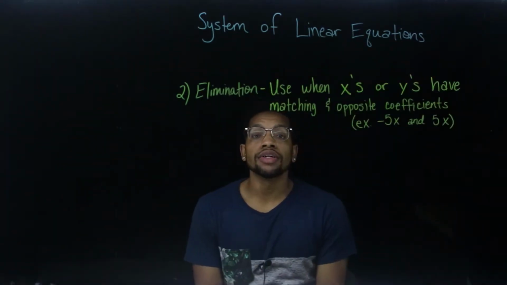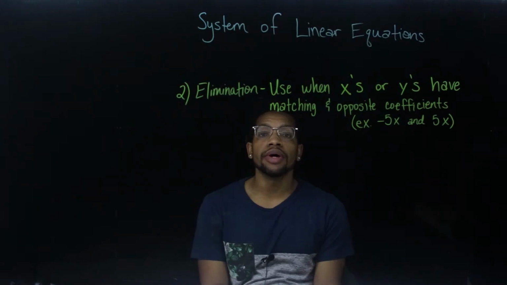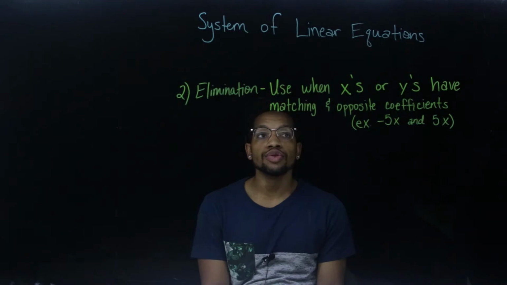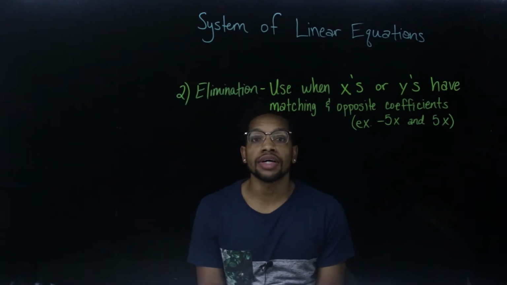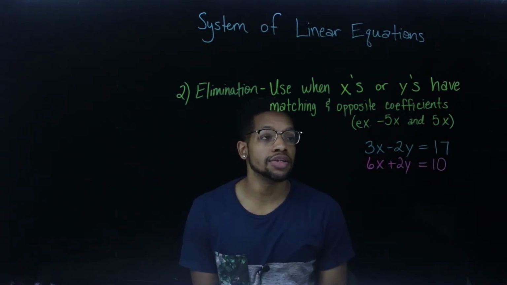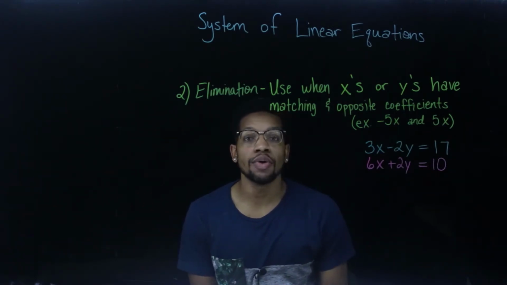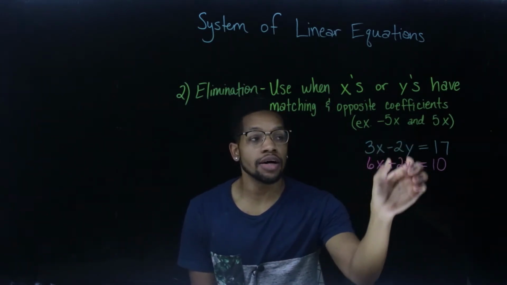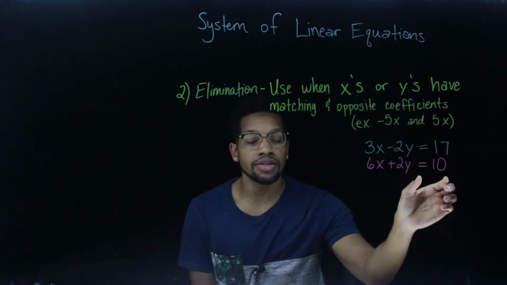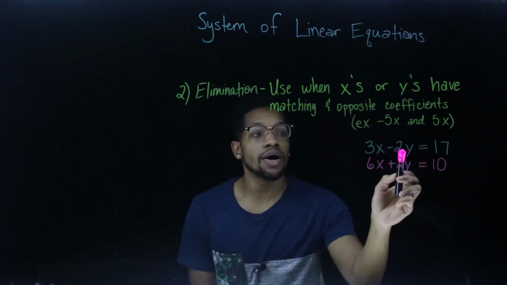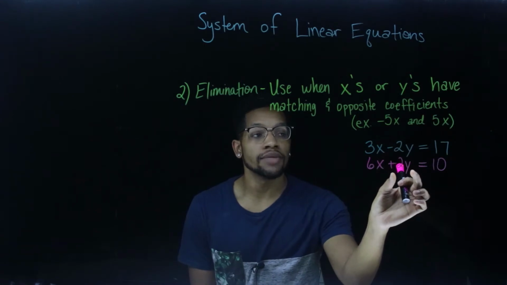All right, so the second way to solve systems of equations is through a method called elimination. Elimination is really good to use when you've got X's or Y's that can cancel out because they have matching coefficients. So in this example, you see we've got 3x minus 2y equals 17 and 6x plus 2y equals 10. Now, obviously you want to stack up your X's, stack up your Y's, and then stack up your constants. Now, if you notice, look at the Y's. You've got a negative 2y and a positive 2y.